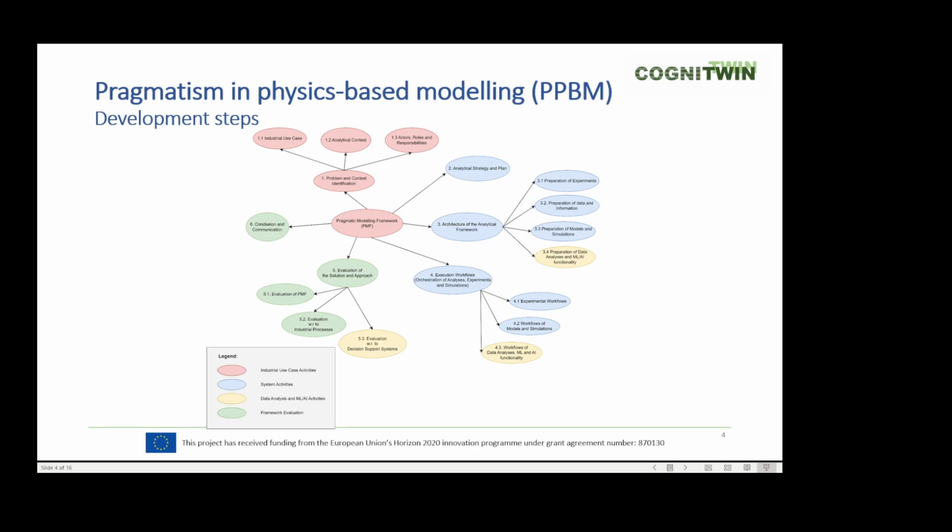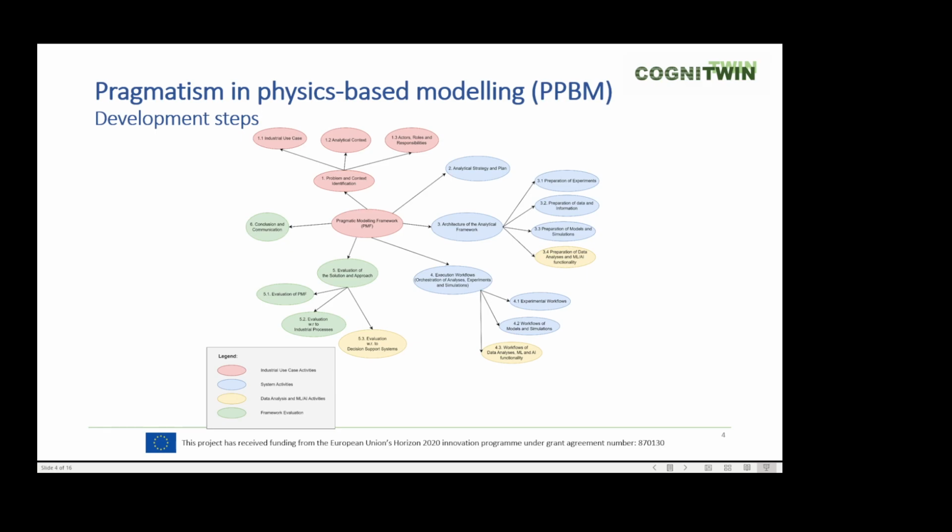And if you go to number 3, about architecture and analytical framework, in this part we design both the experiments and decide details of the data structures and related analysis, including model and simulation entities.